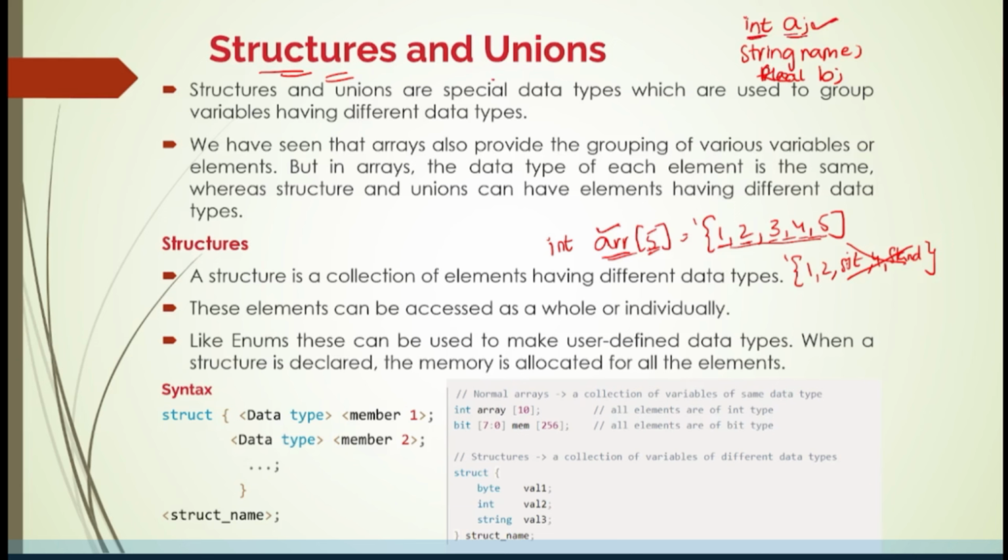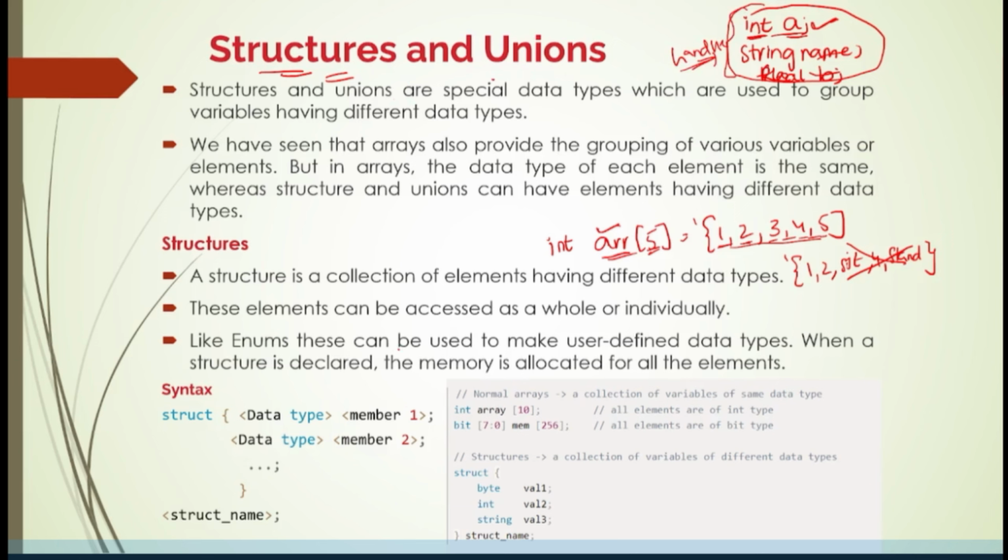But if I want to access all these elements in a single way, by using a single handle, if I want to call all these things, is it possible? No. If we are not using structures, it is not possible. But if we are using structures, it is possible to access all these data types by using a single handle. That is the advantage of this structure, right? Let us see how we are doing this.